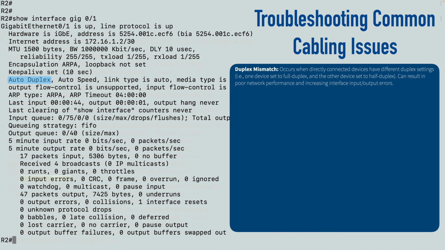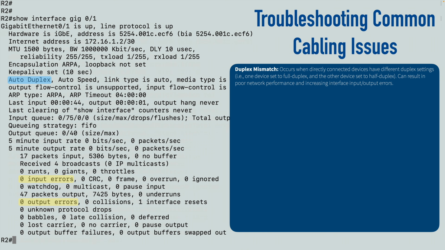And I want to draw your attention to the input errors and output errors. These are not specific errors. These are grand totals. For example, the input errors, that's the grand total of errors that we've received on frames coming into this interface. And an output error, that would be an error that we experienced when we're sending a frame out of this interface. But it's the grand total of all these different potential errors, like CRC errors or runts or giants and on and on.